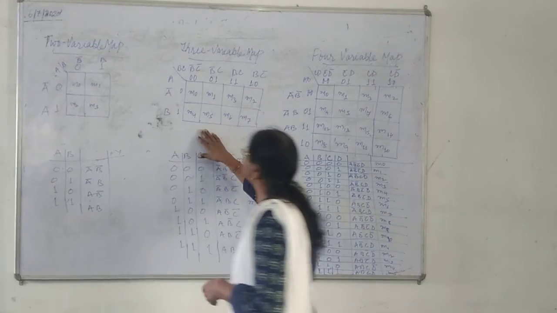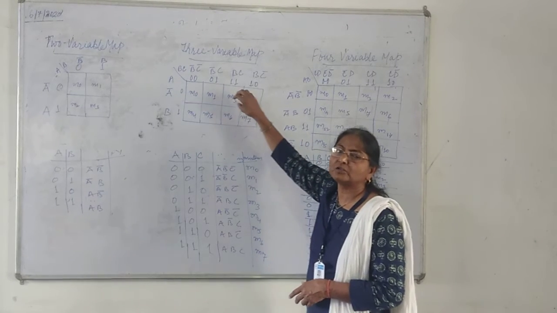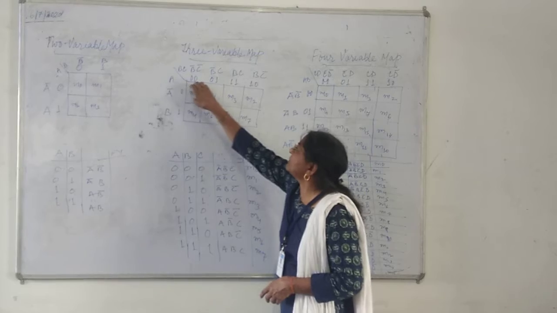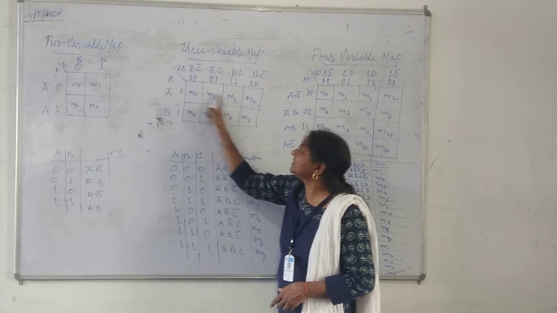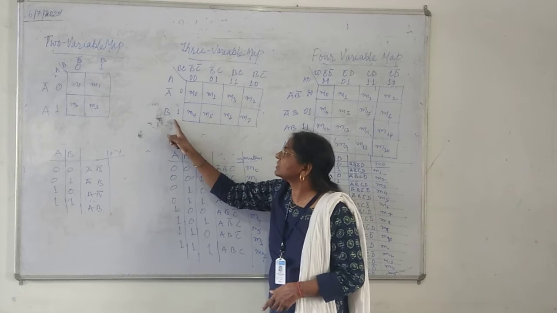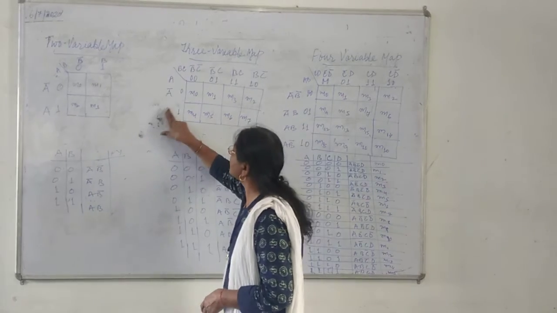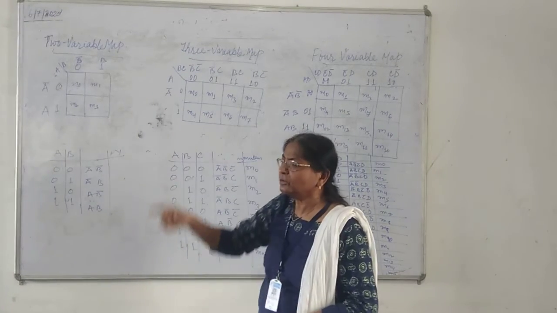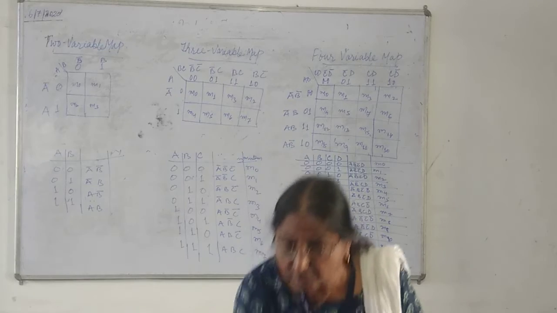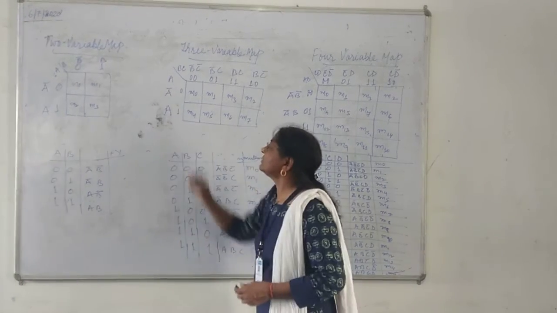Okay. Here again I have done the same thing. I have given each cell its equivalent decimal value. For this particular row, A is equal to 0, and for this particular row, A is equal to 0, and for this particular row, A is equal to 1. And for this particular row, A is equal to 1.